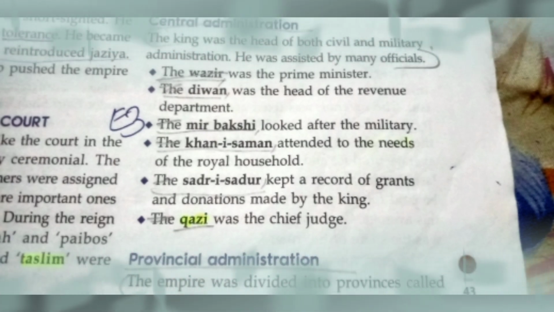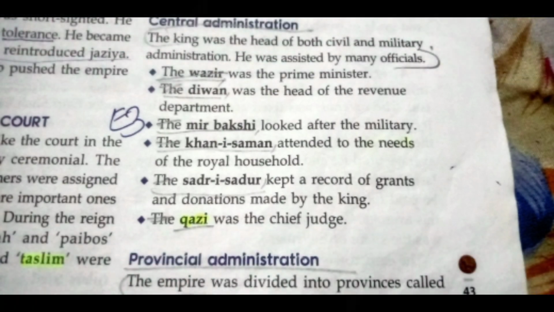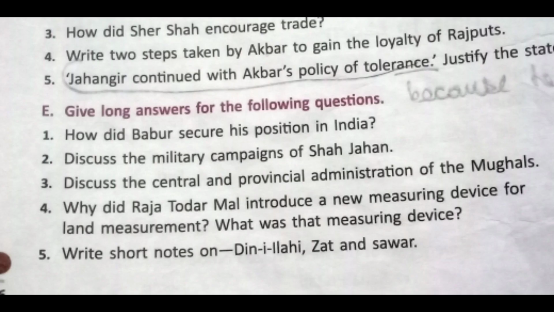Now let us see the provincial administration. The empire was divided into many provinces called subas, and each suba was headed by a governor called subedar. He served as a link between his province and the ruler. Each suba was divided into sarkars or districts. The answer is complete.